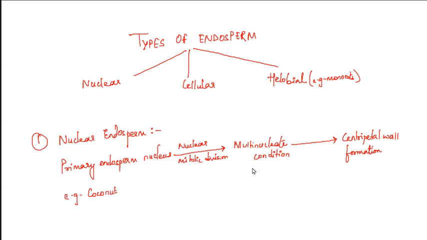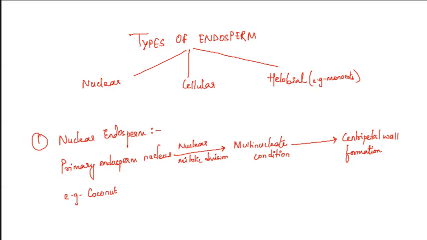So nuclear endosperm is when the first and subsequent divisions of the primary endosperm nucleus are not followed by wall formation. There will be no wall formation in the first few divisions. Okay, this is nuclear endosperm and seen in coconut. Just to have the idea, okay.